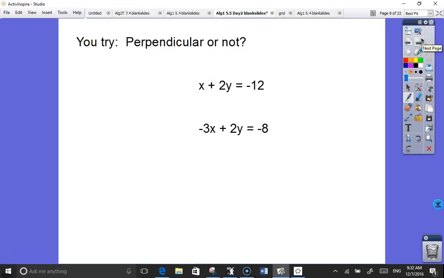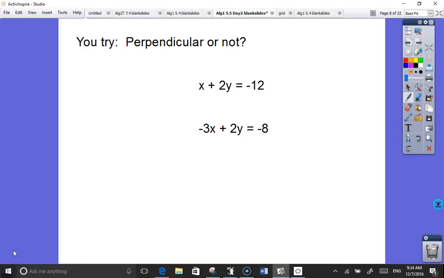Okay, you try. Perpendicular or not? What are you going to do? With both equations, what are you going to do? Which is solve for y, right? Solve for y so you can tell the slope. What did you say? Perpendicular? Not perpendicular? What was the slope of the first line?